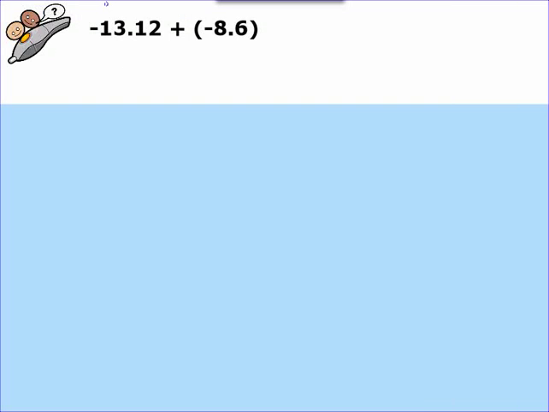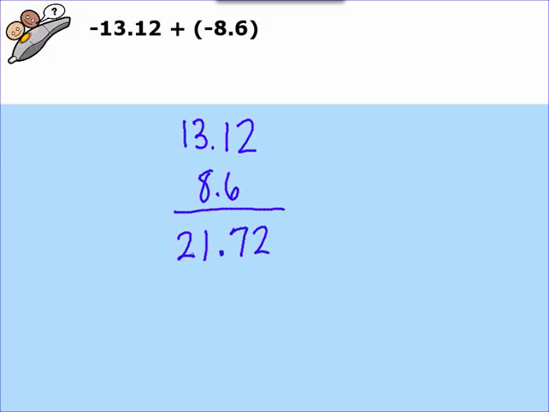Okay, remember, both of the signs are the same, so all you do is you add them together. So I'm going to add 13.12 to 8.6, and when I do that and line up my decimal points, that's the important thing to remember, you should get 21.72. Then you take the sign of both terms. All right, let's look at the next one.